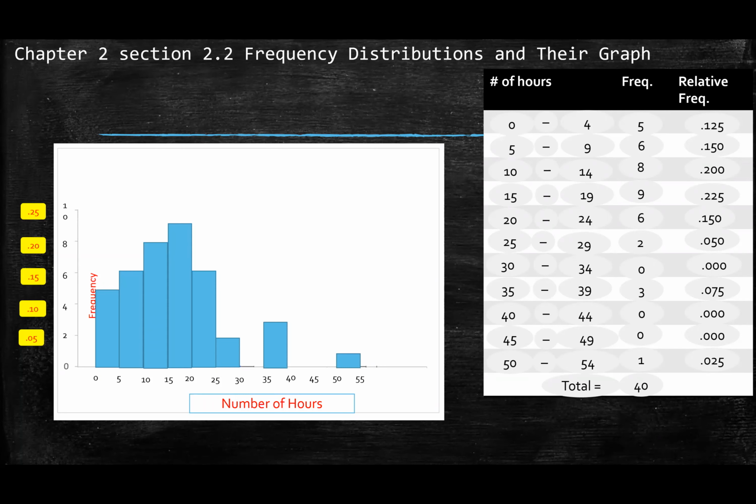Question: with the frequency distribution table, relative frequency or histogram?